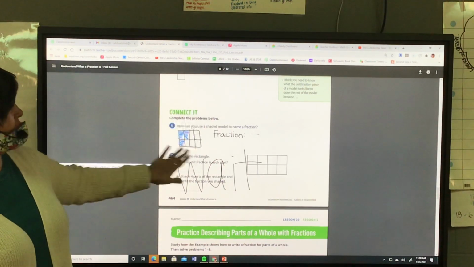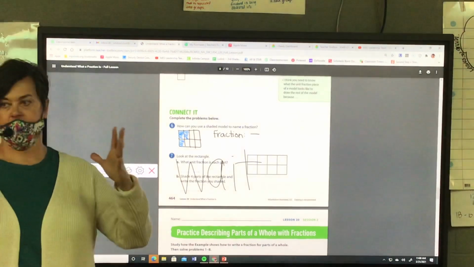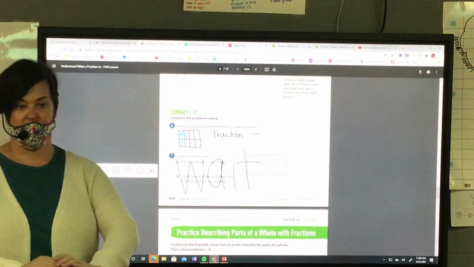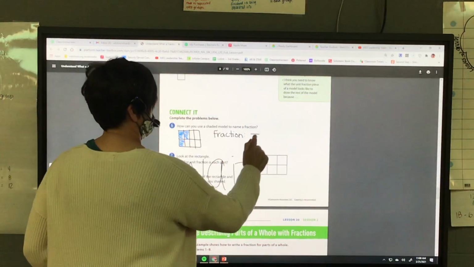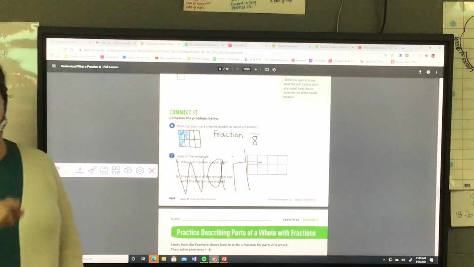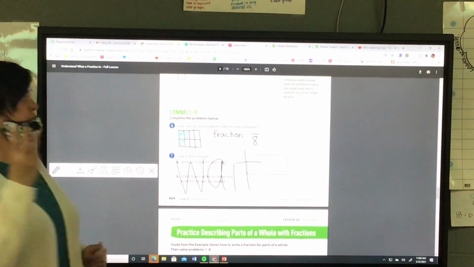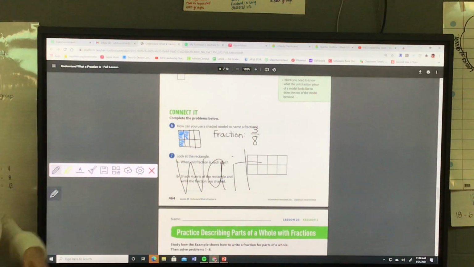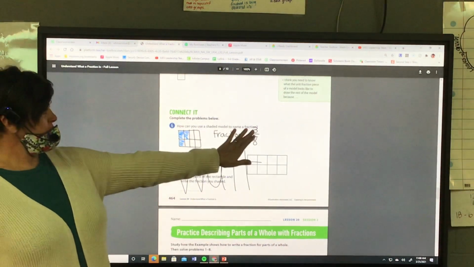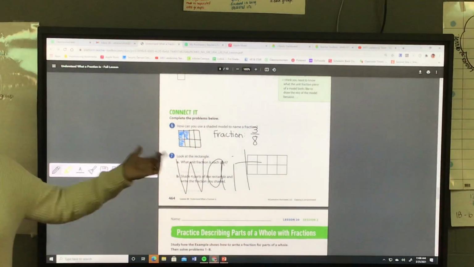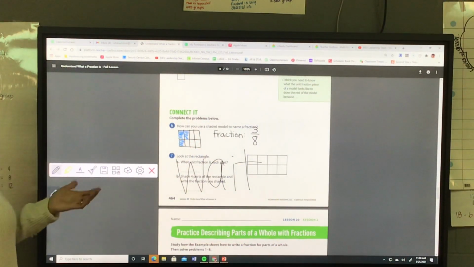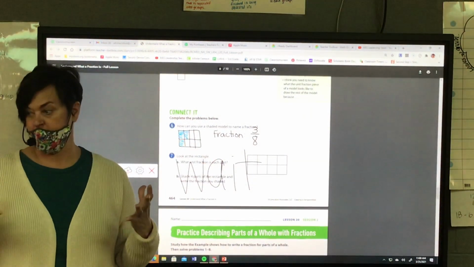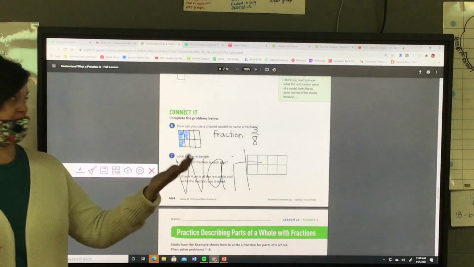How many parts are in this whole thing? 8. So what is our denominator? 8. How many parts did we shade? 3. So when we use a shaded model like that to name a fraction, we have to first figure out how many parts are in the whole thing, right? And then how many parts are shaded.